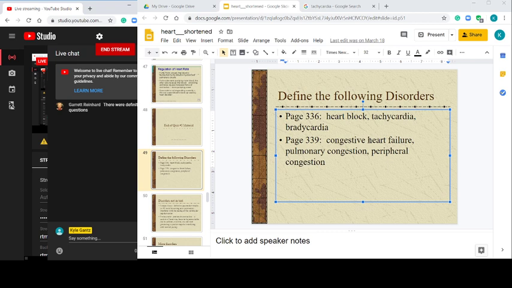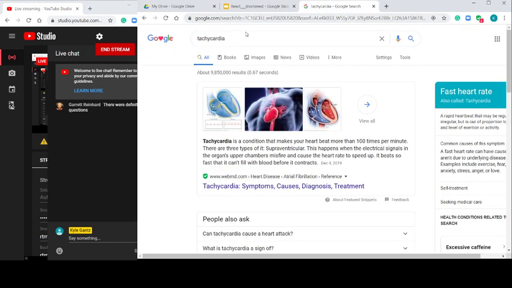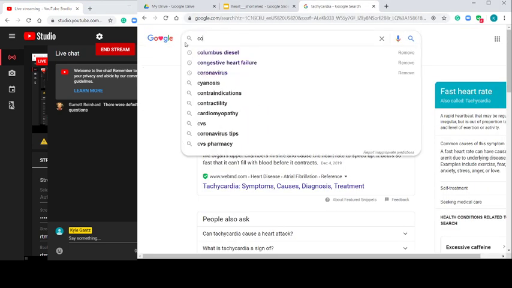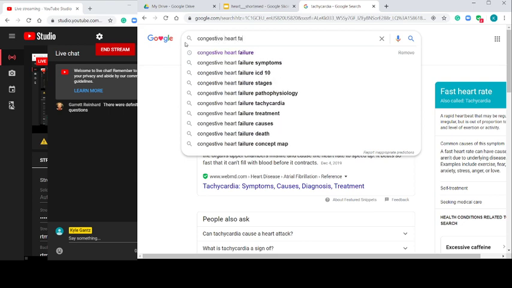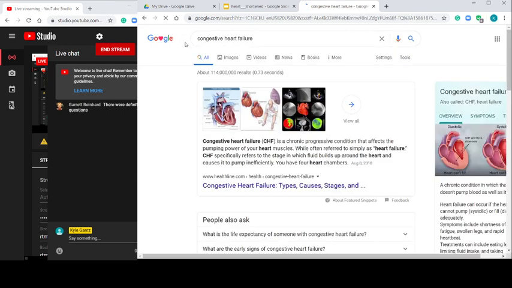Okay. So the next group here is where we're going to talk about congestive heart failure. Okay. Congestive heart failure. It's a chronic thing, right? So if it's chronic, that usually means it's going to affect the elderly, right? It takes a while to be chronic. Okay. It affects the pumping power of your heart muscles.